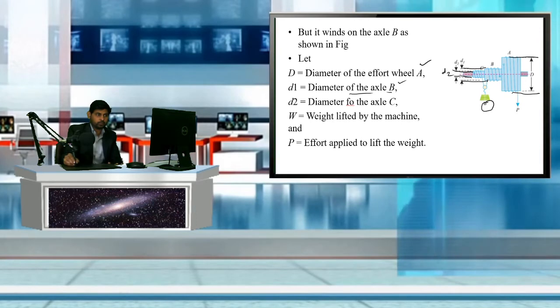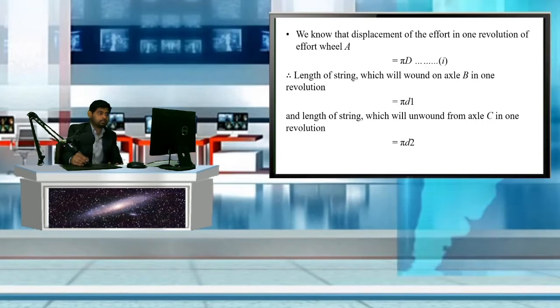So here you can see both strings are connected at one pole and one point, and on that point we have attached a load W, and effort is applied on our wheel. Now we know that the displacement of effort in one revolution of effort wheel A is similar to the simple wheel and axle.